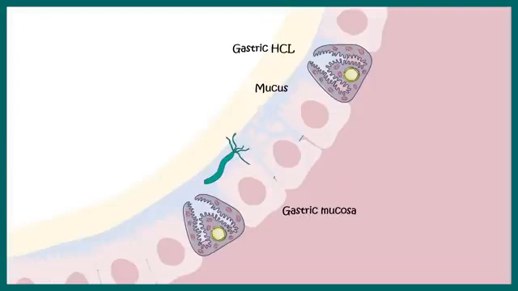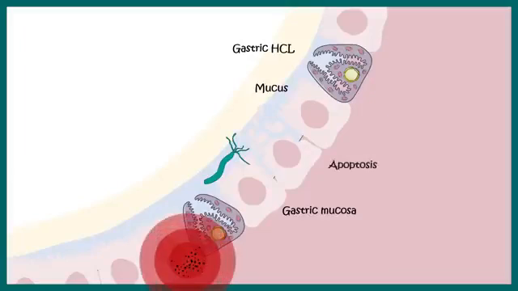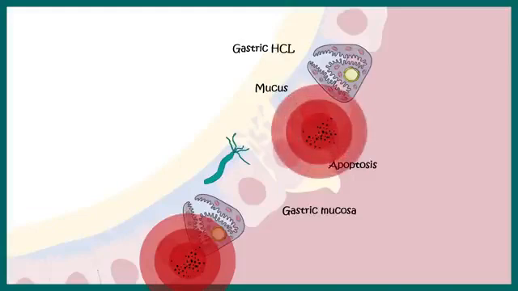Now we understand in the gastric mucosa there would be apoptosis of the cells, there would be inflammation, and all these lead to further inflammation and leaking of the gastric HCl into the mucosa, which ultimately leads to the ulcer formation, and it gives you that pain sensation when your stomach is empty.